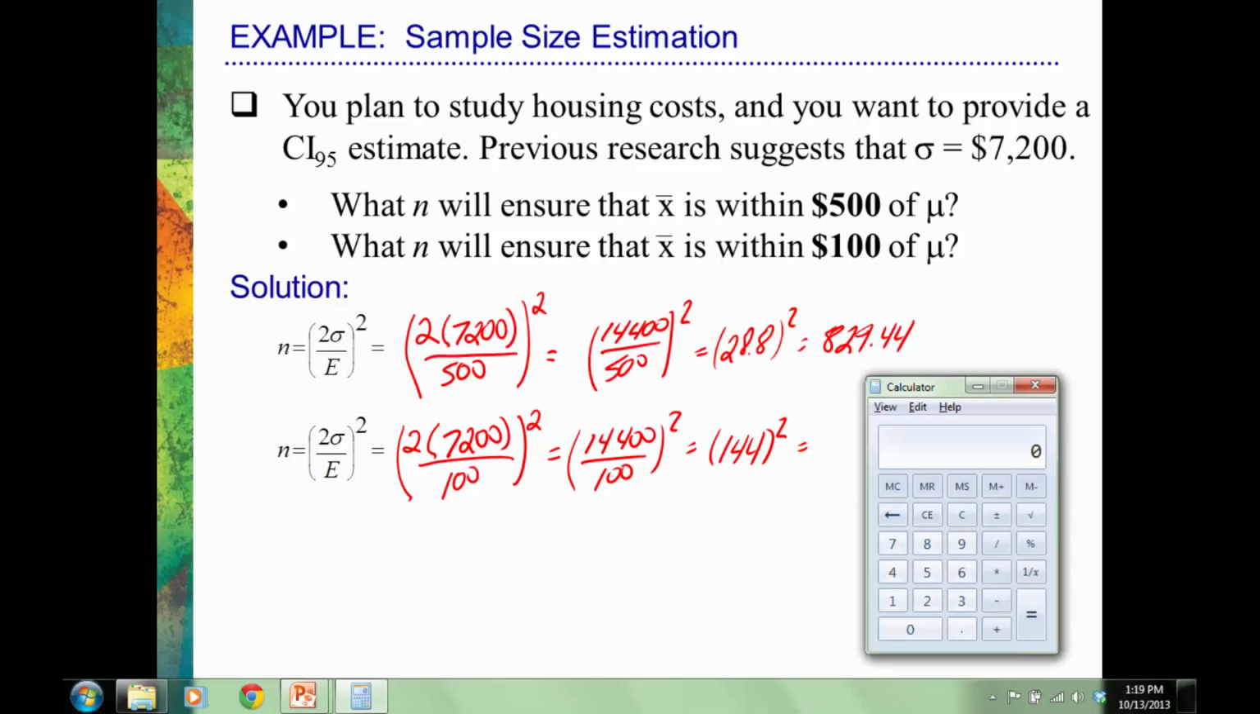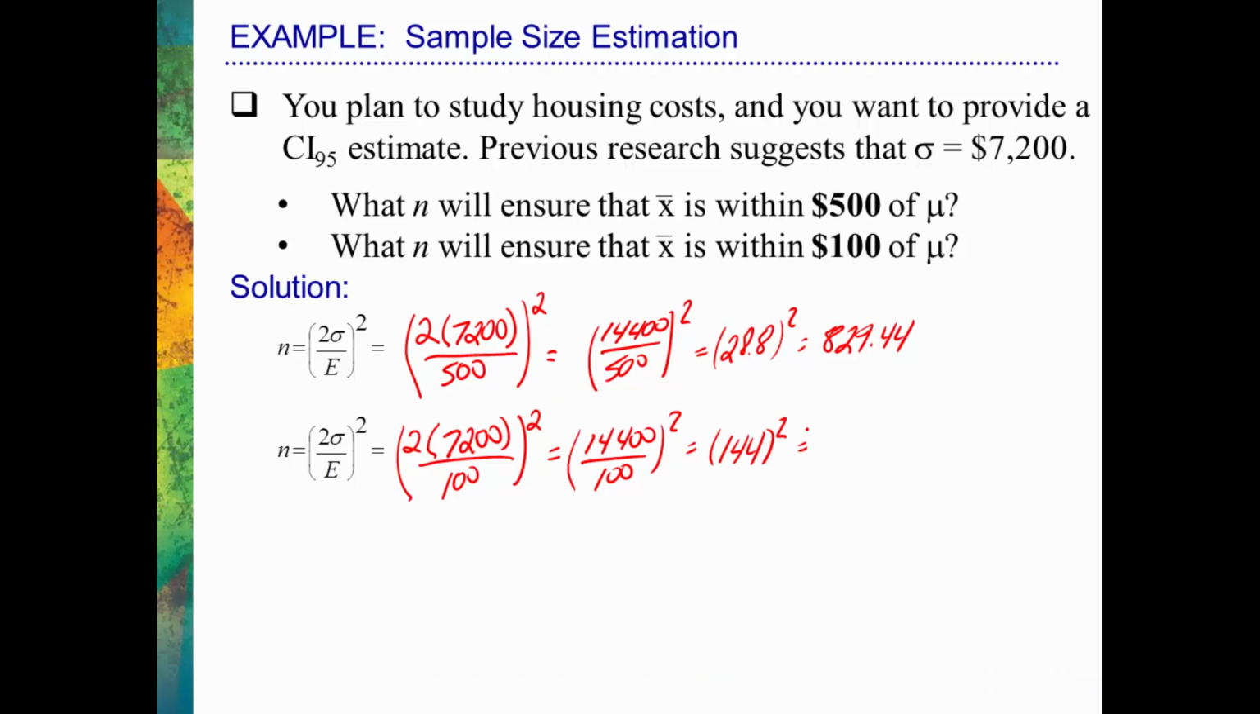So we'll take 144 and multiply by 144. That equals 20,736. So here we're learning that our sample size would need to include 20,736 home prices in our sample in order to have a margin of error of just $100. That's a really large sample size.